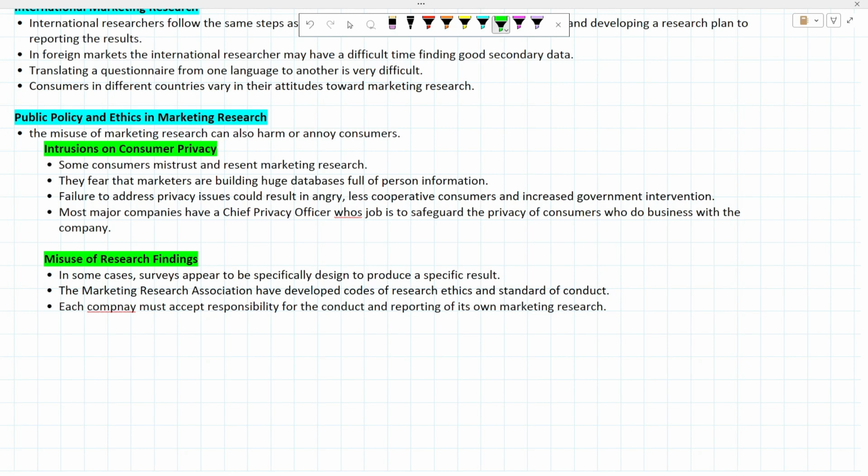Most major companies have a chief privacy officer whose job is to safeguard the privacy of consumers who do business with the company. Misuse of research findings. In some cases, surveys appear to be specifically designed to produce a specific result. The Marketing Research Association has developed codes of research ethics and standards of conduct. Each company must accept responsibility for the conduct and reporting of its own marketing research.